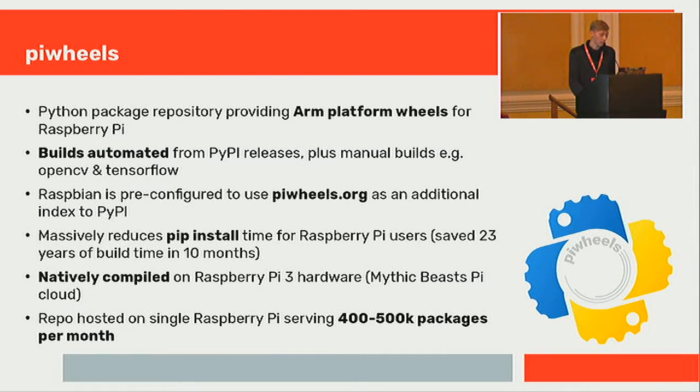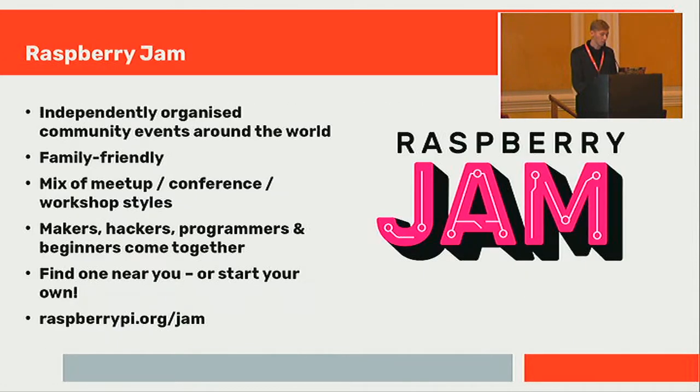We're currently serving nearly 500,000 packages a month through that service, and it's all running on Raspberry Pi hardware. Even the web server that's serving those wheels is just a single Raspberry Pi. And again, the source for this is on GitHub if you want to take a look. We calculated recently that in the 10 months that this service has been running, it's saved a total of 23 years of build time. So it seems to have been a worthwhile project.